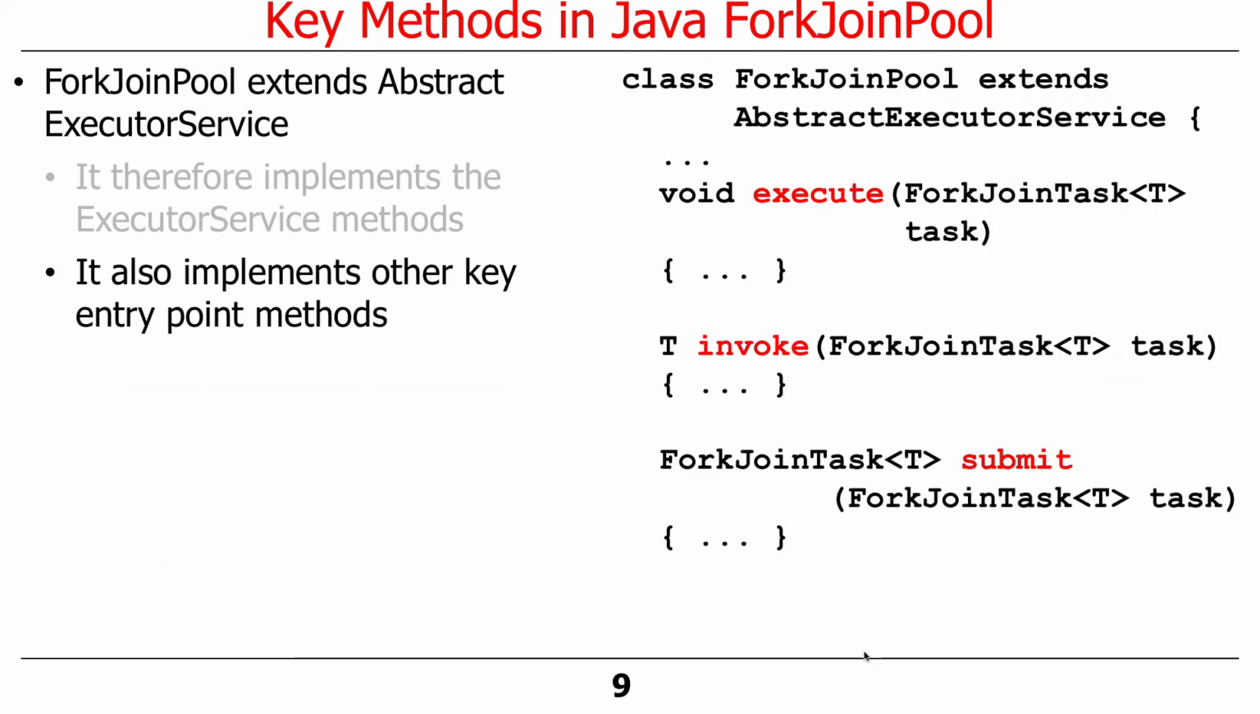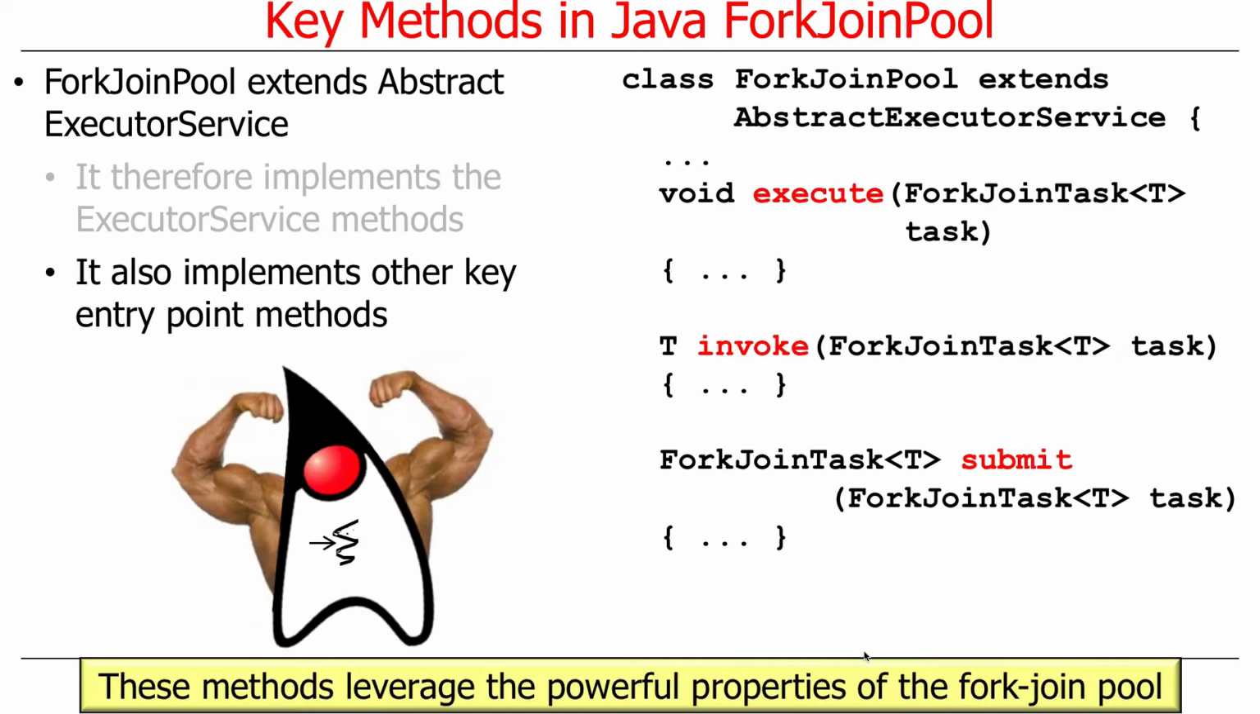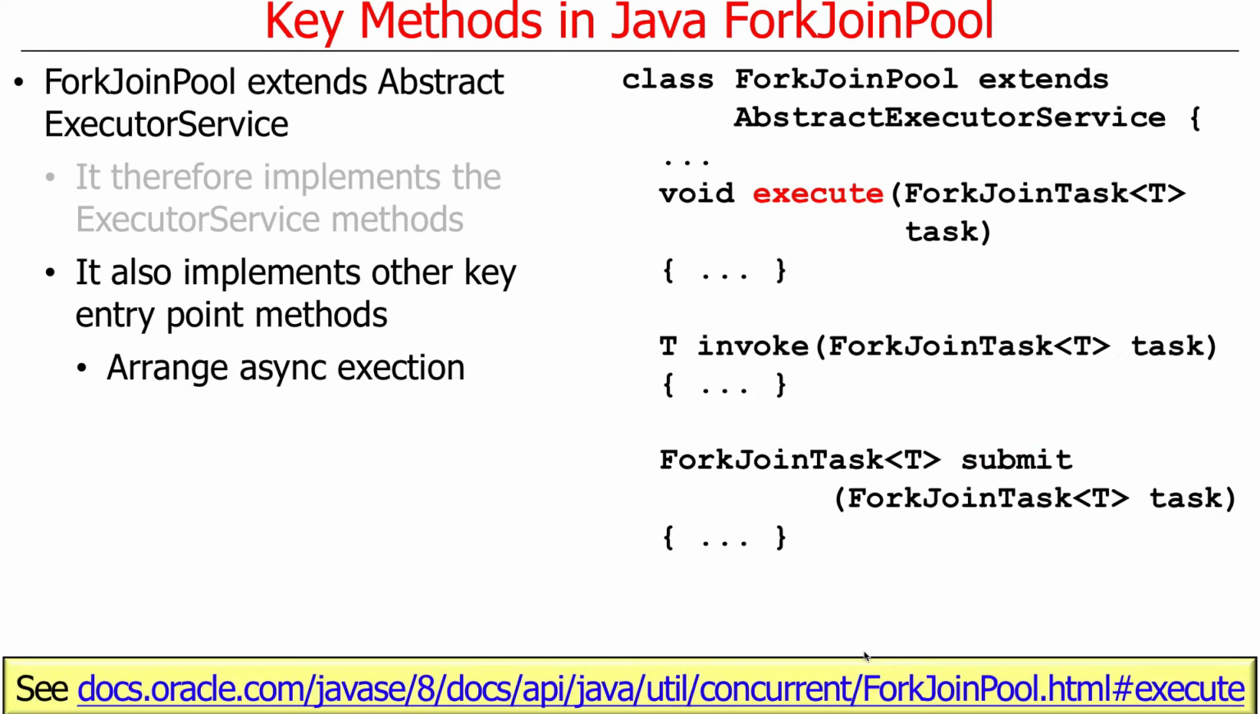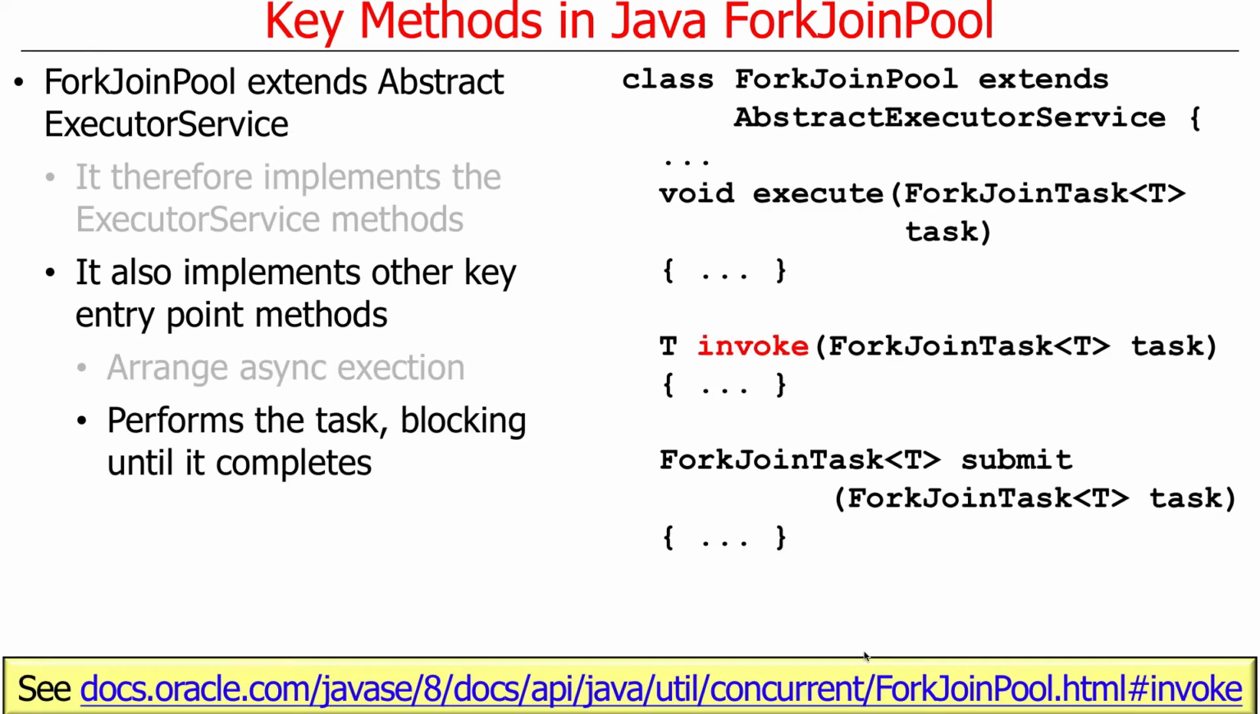So execute, invoke, and submit are kind of the way that you have non-ForkJoinTask clients submit work into the pool. And these, of course, leverage the powerful properties of the ForkJoinPool, which is why we want to use them. So what execute does is it arranges to asynchronously execute the ForkJoinTask, which will not return a result, so it just runs. This would be something you might do for some kind of server, for example, where you don't really need to get a return value. It'll send back something through a network connection or whatnot.